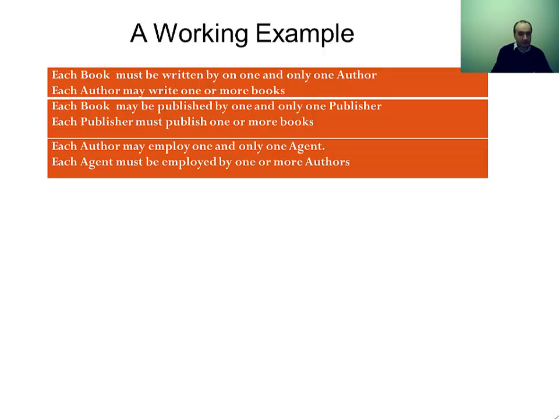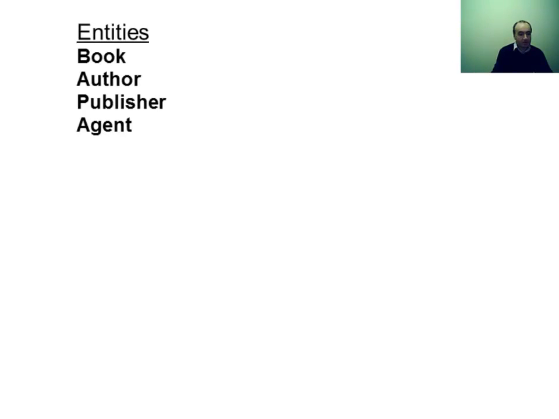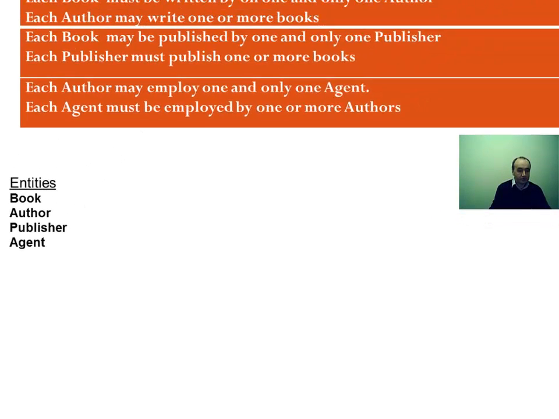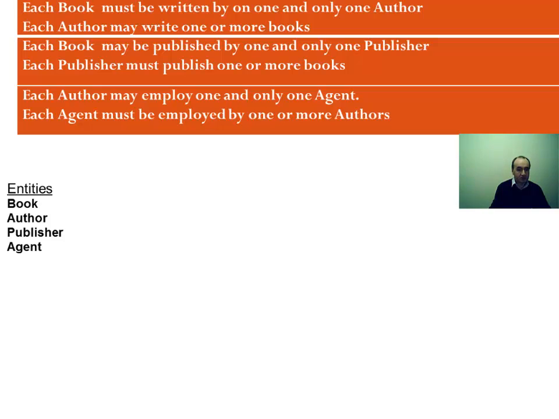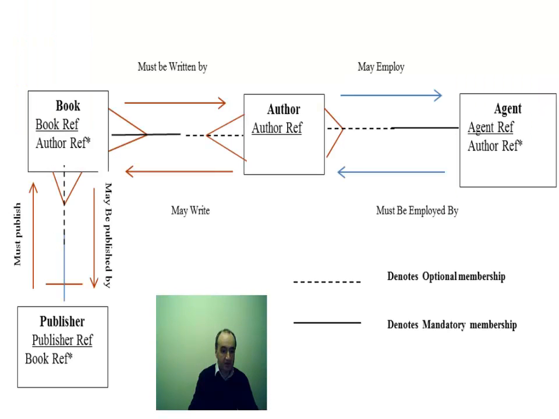So the first thing we need to do before we create our ERD is decide what entities are involved in this system. And they are book, author, publisher, and agent. Once we know the entities, then we can work out what the relationships between each are, based on the rules above. Here we see a completed ERD.